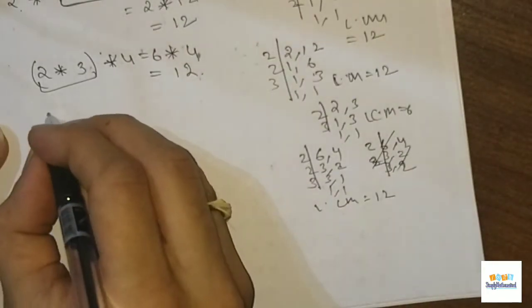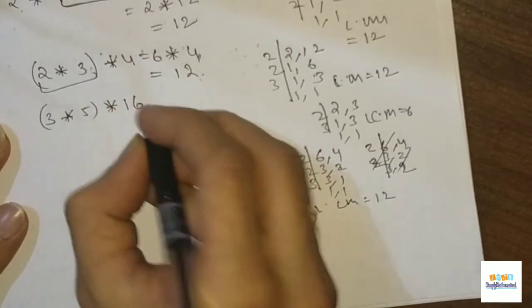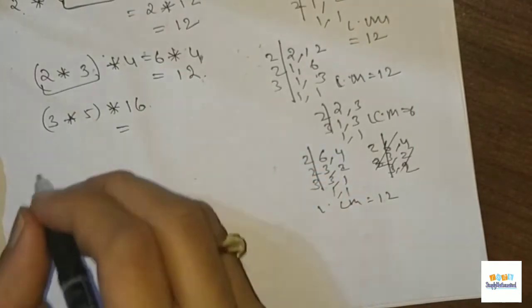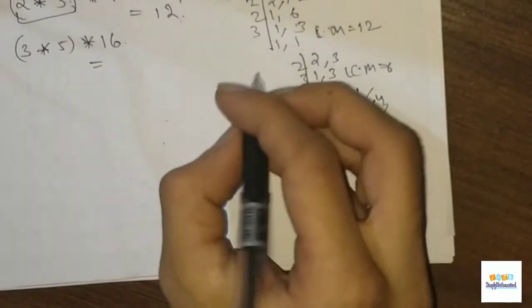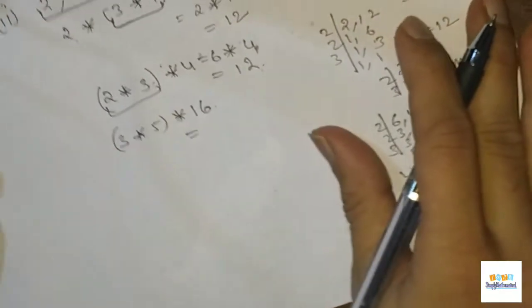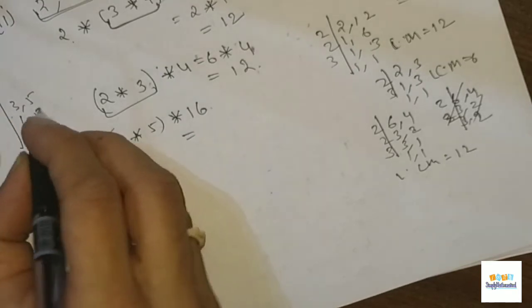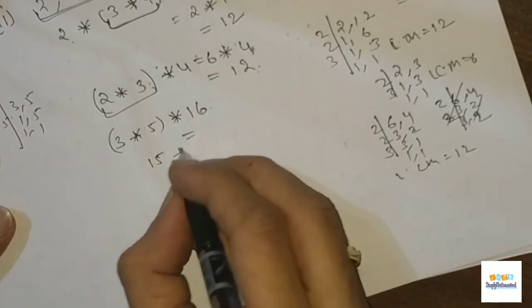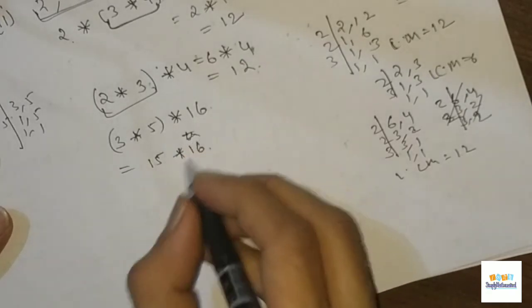Let us take a different one. So 3 star 5 star, say 16, let us take. Let us check this first. The LCM of 3 and 5 will be what? 3 1s are 3, 3 5s are 15. The LCM will be 15, right? Star 16 if we take. This is what you are getting.